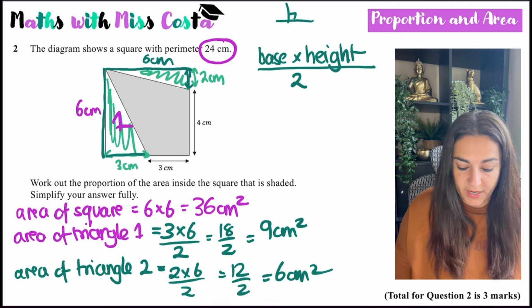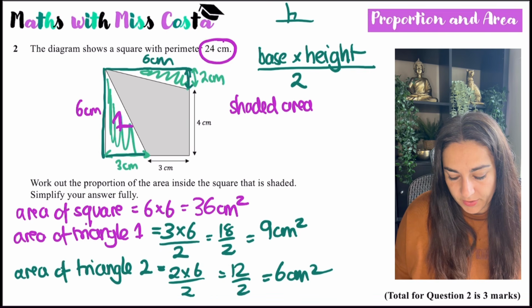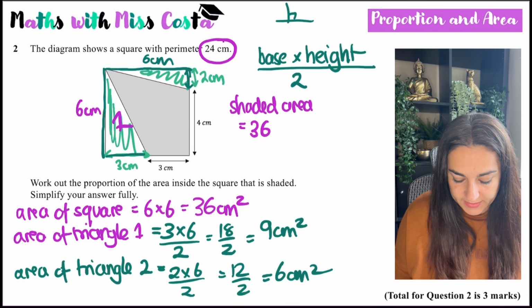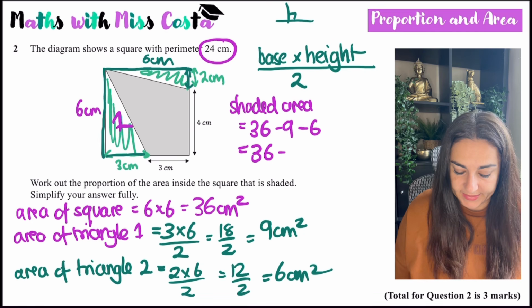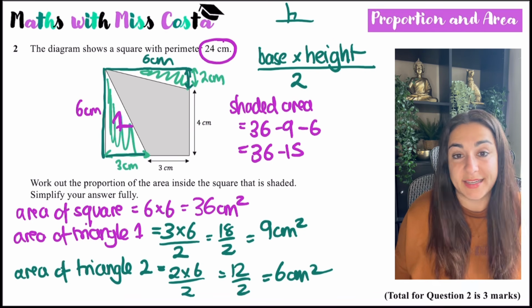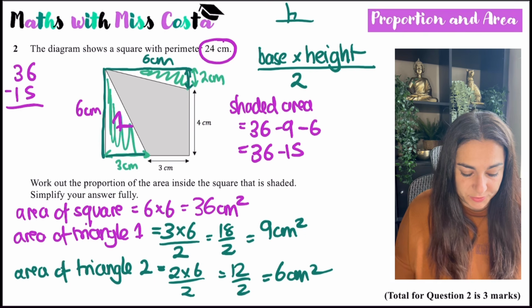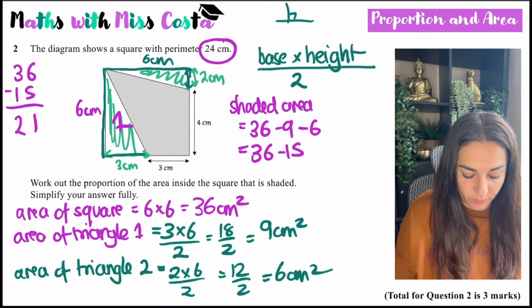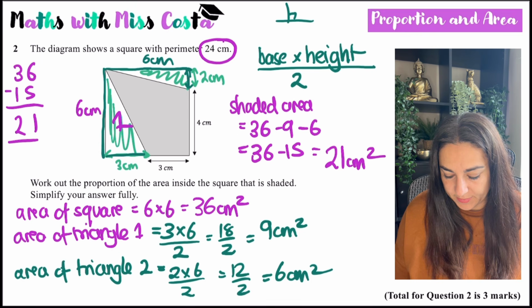So to work out what the shaded area is, I'm going to do 36, which is the area of the square, take away area of triangle 1, take away area of triangle 2, and 9 plus 6 is 15, so that would become 36 take away 15. Just to be 100% sure, we can use the column method to subtract. So 6 take away 5 is 1, 3 take away 1 is 2, so that would be 21 centimeters squared.